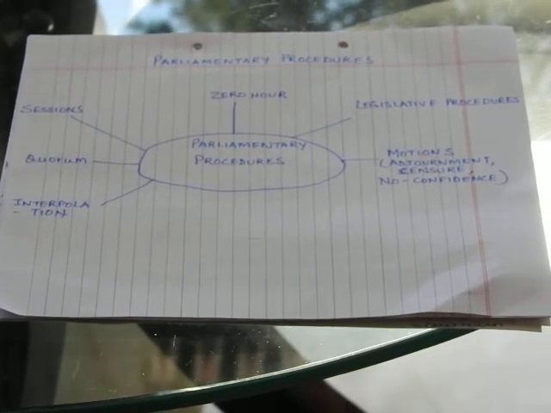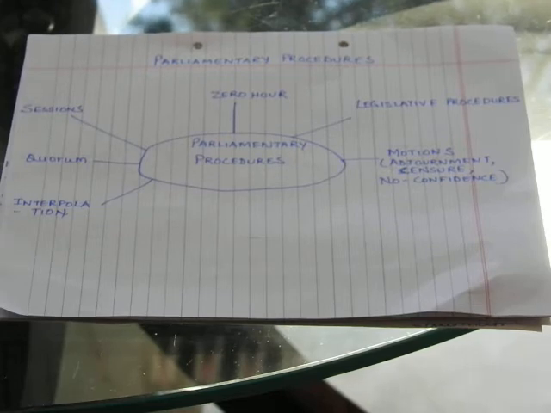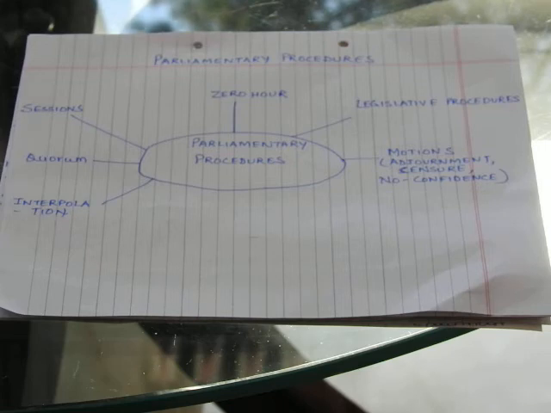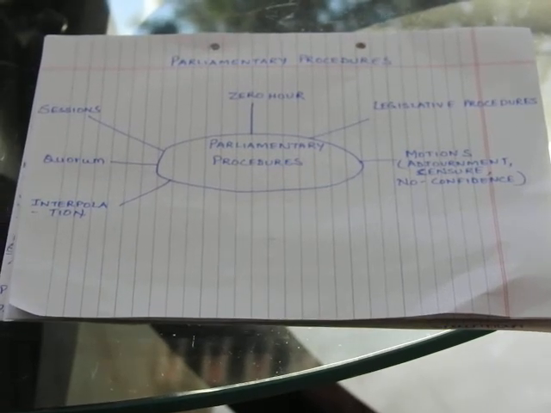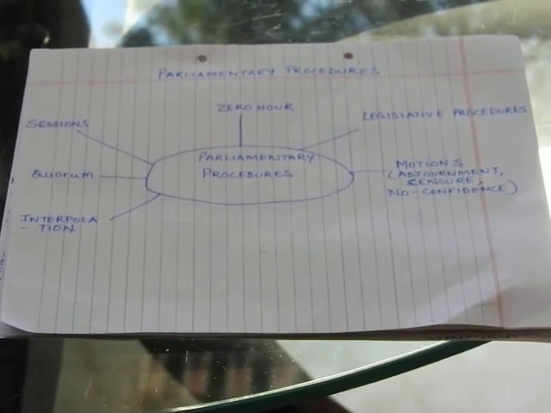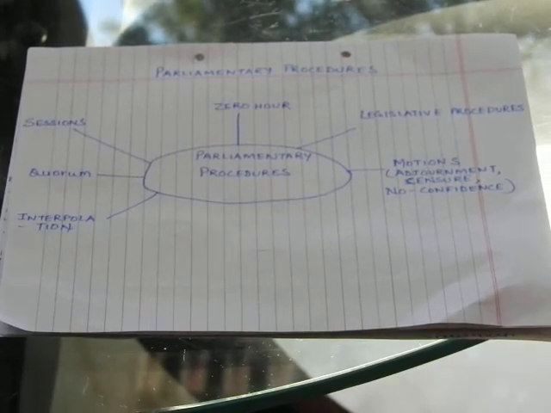Normally, there are 3 sessions in a year: the budget session, which is from the month of February to May, the monsoon session, July-August, and the winter session, November and December. Quorum. The quorum means the minimum number of members required to be present in order to enable the House to transact its business.